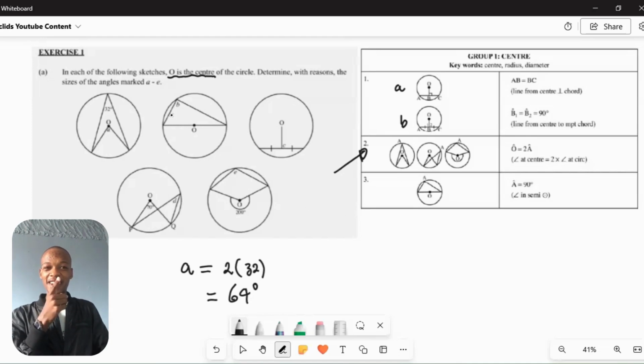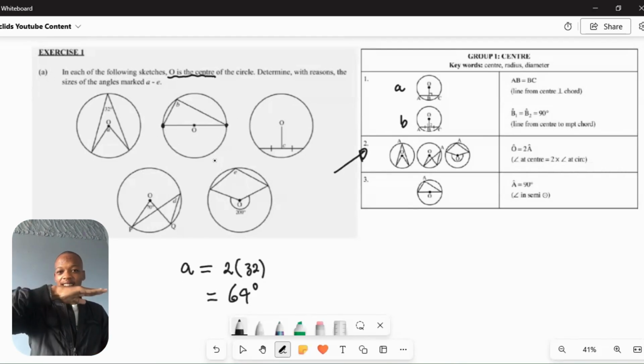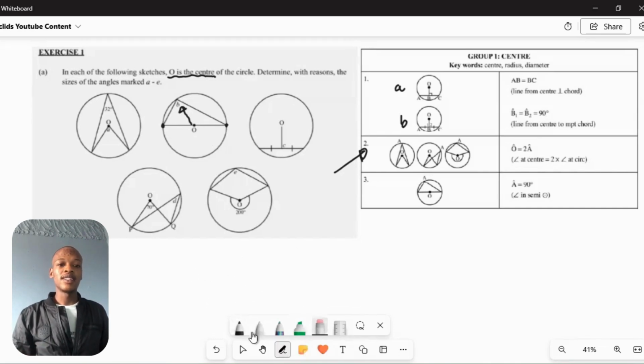B is subtended by a diameter. How did I identify that it's a diameter? This line is drawn from a particular point on the circumference, passing through the center O, to another point on the circumference. Straight line. It's subtending 90 degrees, and a diameter will always subtend an angle that is 90 degrees, which means B is equal to 90 degrees. Let's write it here. B is equal to 90 degrees.